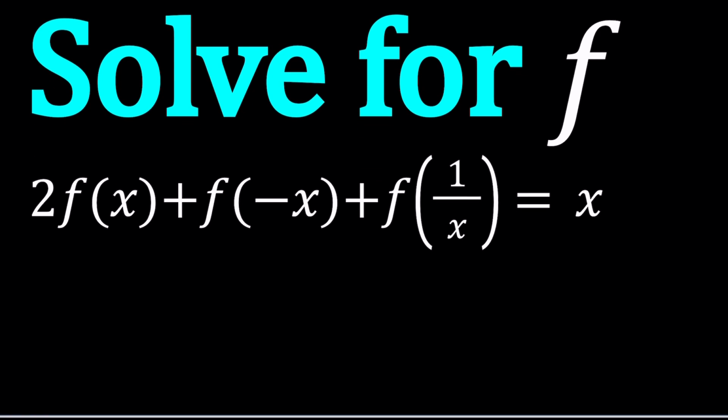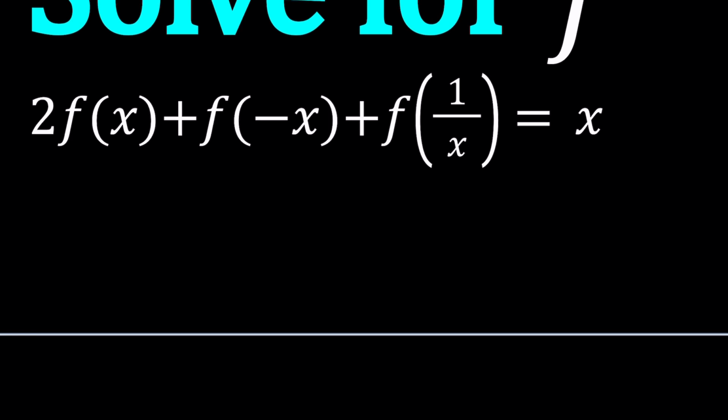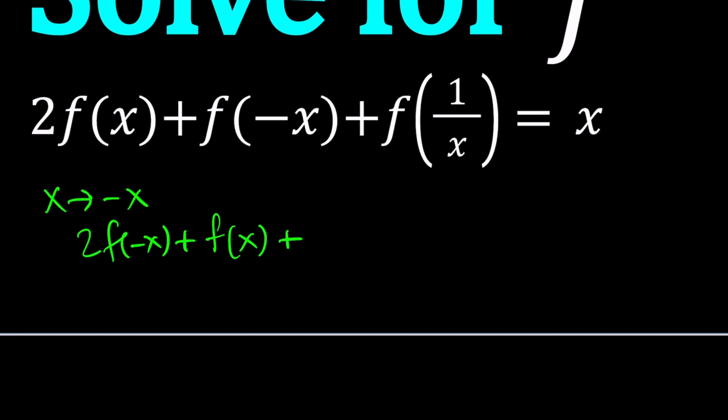In this expression, if you noticed, x and negative x are inverses, x and 1 over x are reciprocals. So that's what we're going to take advantage of. For example, we can replace x with negative x on both sides. That'll give us 2f of negative x plus, negative x will be positive x, f of negative 1 over x. And of course, on the right-hand side, we should be getting negative x, right?